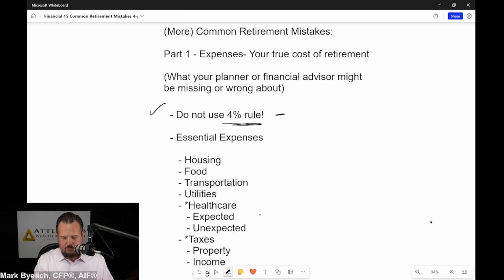You want... and that's called a withdrawal rate, a 4% withdrawal rate, like how much you can withdraw from your portfolio. And folks, that's all over the internet, by the way, this 4% rule, but you want your own withdrawal rate. So you want to come up with your own withdrawal rate.